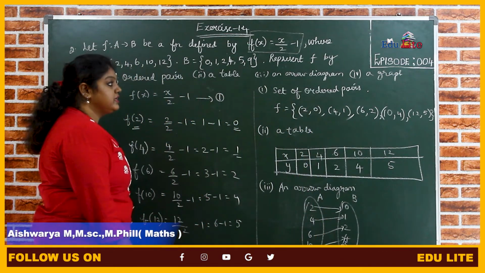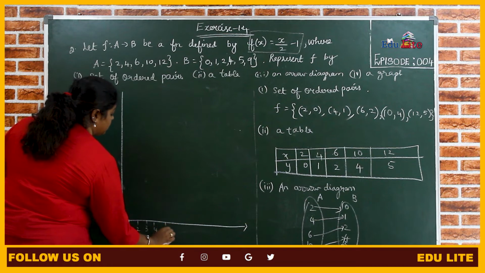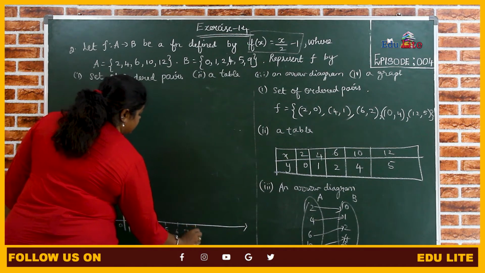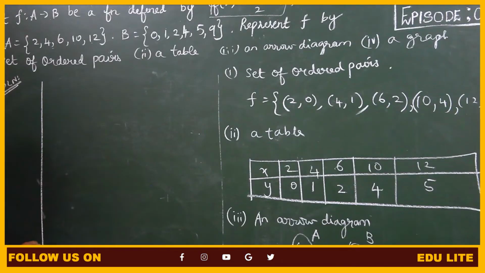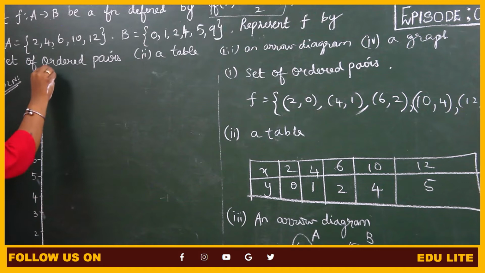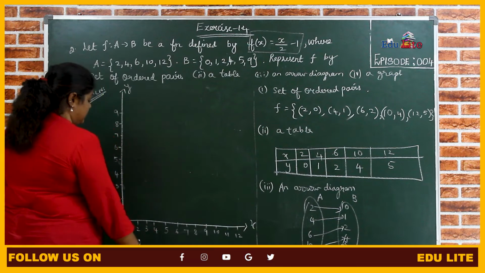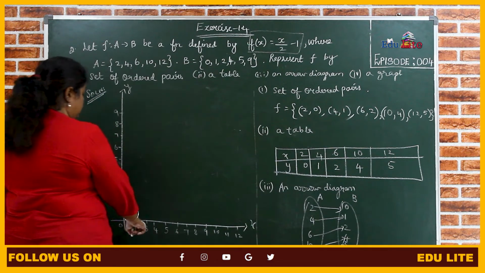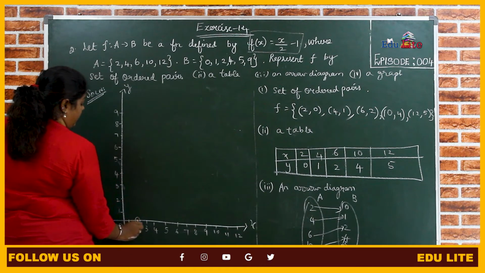Last we have to represent it using a graph. Along the x-axis 1, 2, 3, 4, 5, 6, 7, 8, 9, 10, 11, 12. Along the y-axis 1, 2, 3, 4, 5, 6, 7, 8, 9. Next, according to the function we got 2 comma 0, 2 in x and 0 in y.